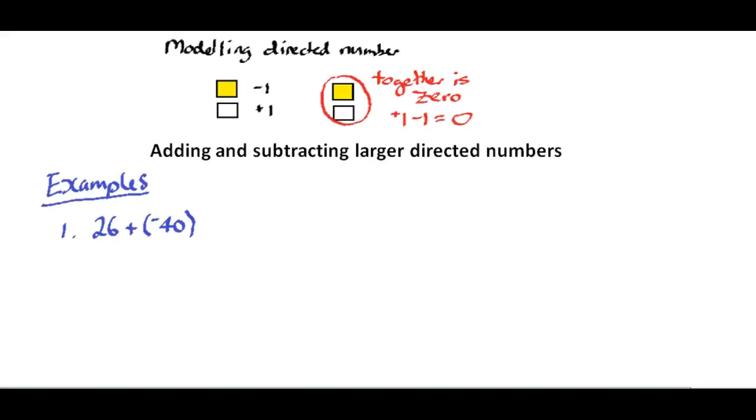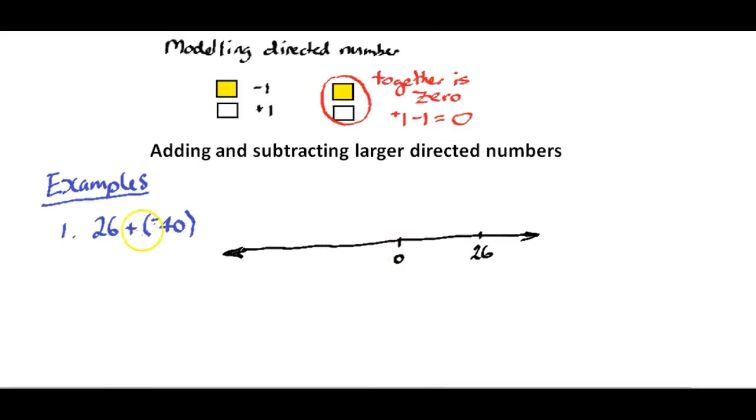In this lesson, we want to look at some strategies for adding and subtracting some larger directed numbers. So in this first example, we're looking at 26 plus negative 40. Now if I use the counters, you can see I'd have to put lots and lots of counters in. So we're going to use the number line here. Alright, so we draw our number line and our first number is 26, so we're going to mark it in. And 0 is about here.